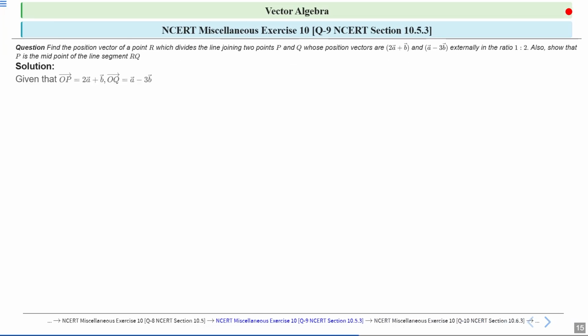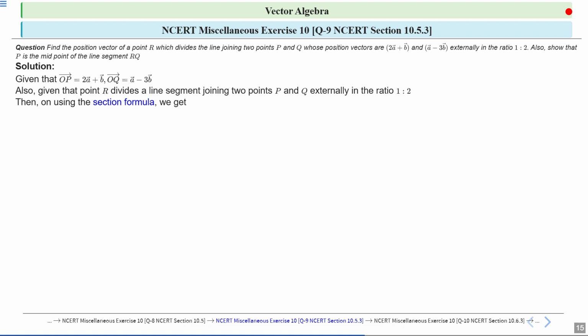So let's see how we can solve this. Given OP vector is equal to 2a vector plus b vector and OQ vector is equal to a vector minus 3b vector. Also given that point R divides the line segment joining points P and Q externally in the ratio 1:2. Then using the section formula, we get OR vector is equal to 2 into (2a vector plus b vector) minus (a vector minus 3b vector) upon 2 minus 1, which is equal to 4a vector plus 2b vector minus a vector plus 3b vector upon 1, which will be equal to 3a vector plus 5b vector.